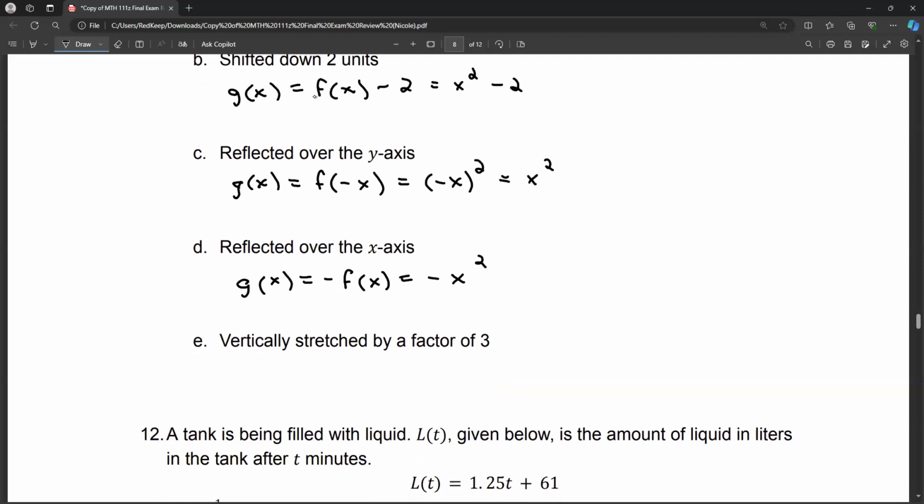Okay, finally, they're saying it's vertically stretched by a factor of 3. This new function g will have a 3 on the outside of our function, being multiplied like that: 3 of f of x, or 3 times f of x, I should say. And this, of course, is 3x squared. Perfect.